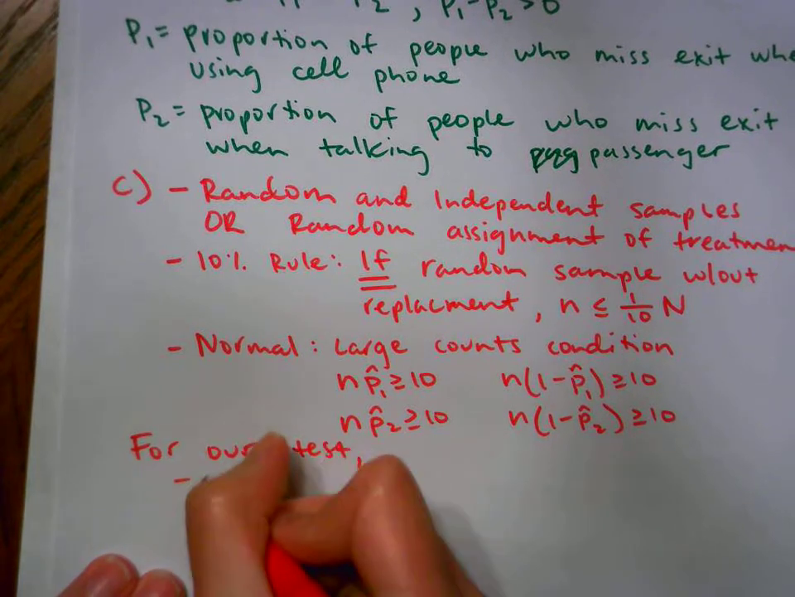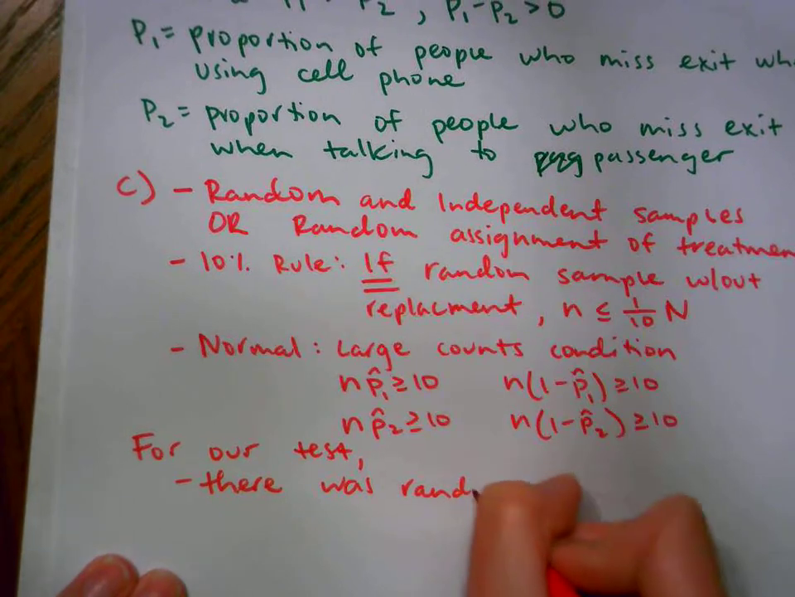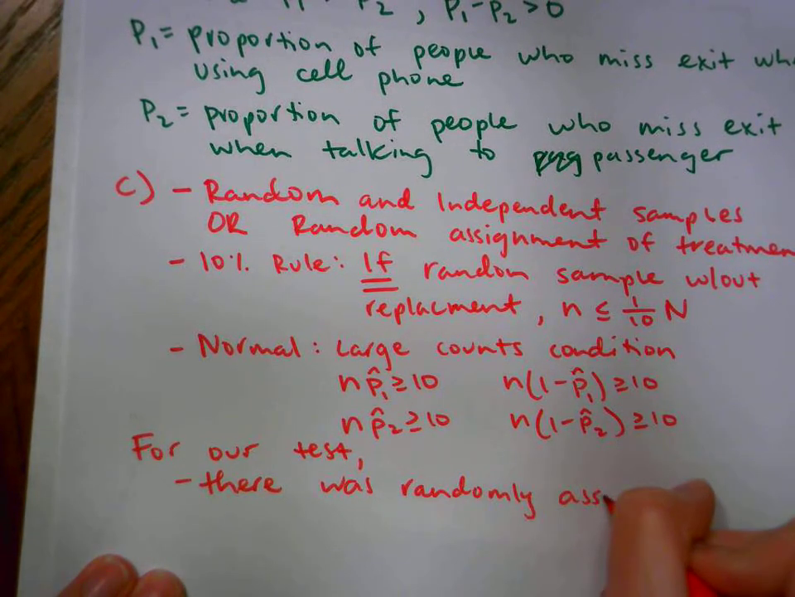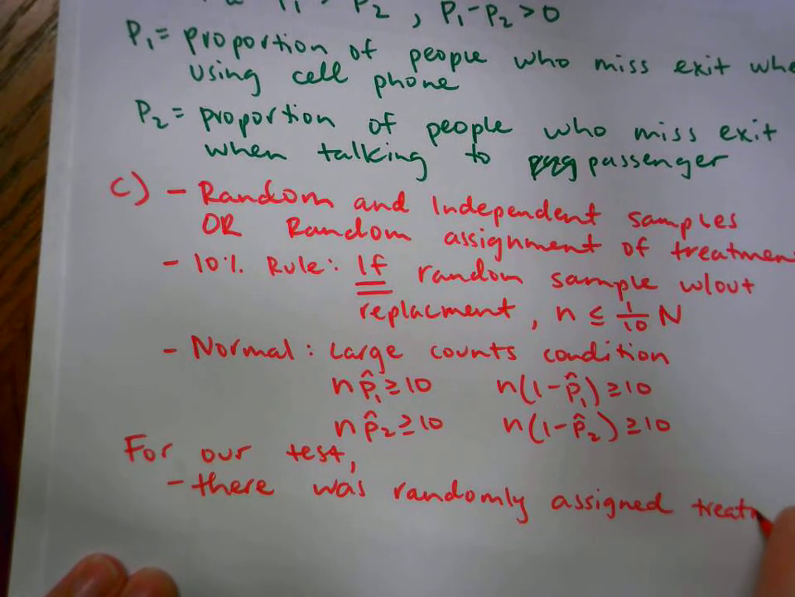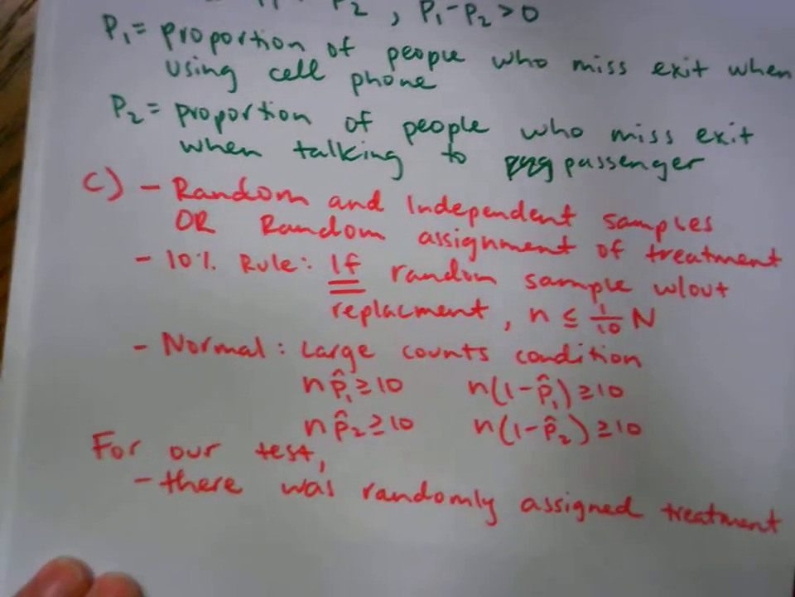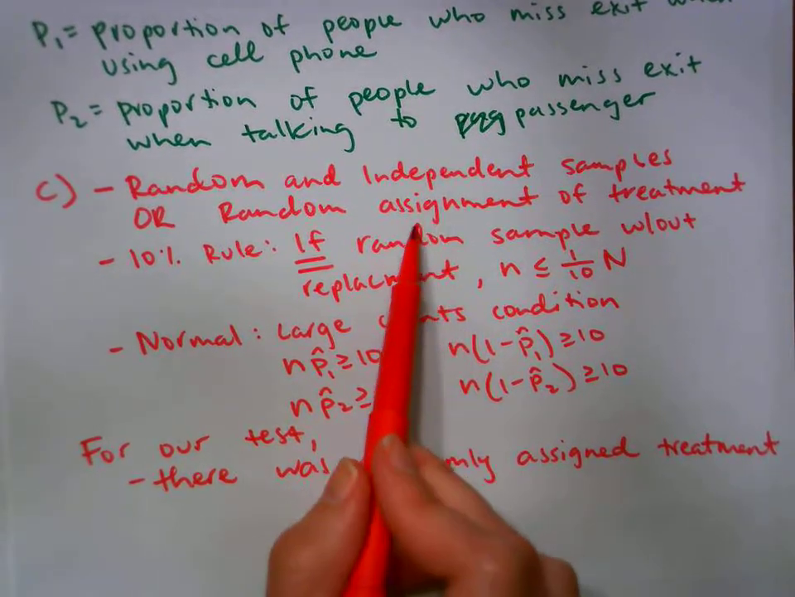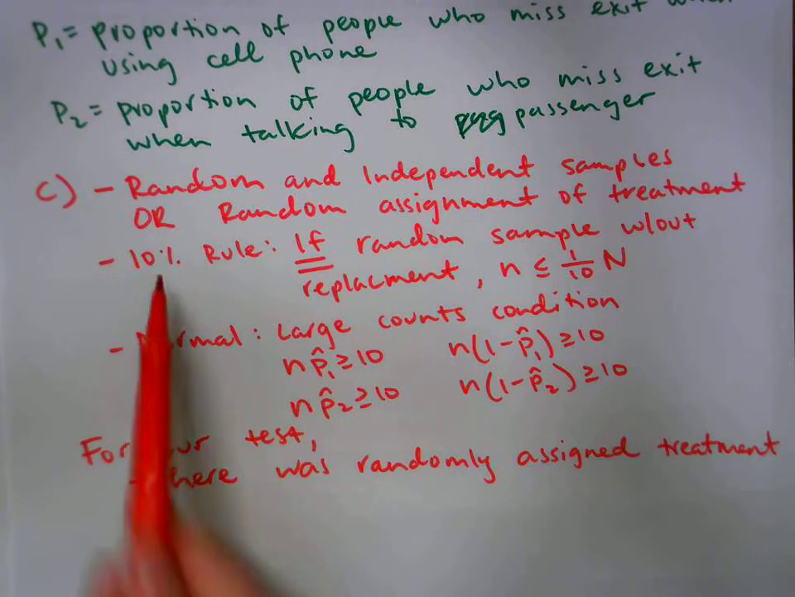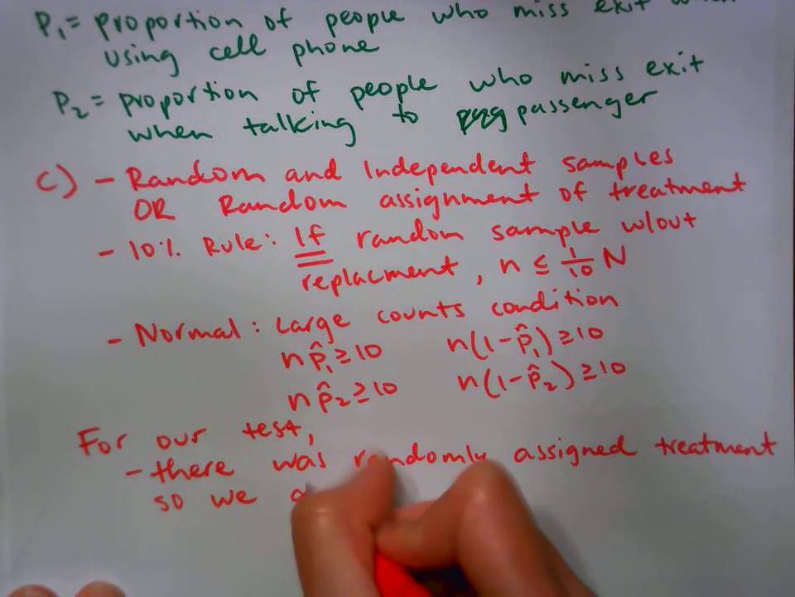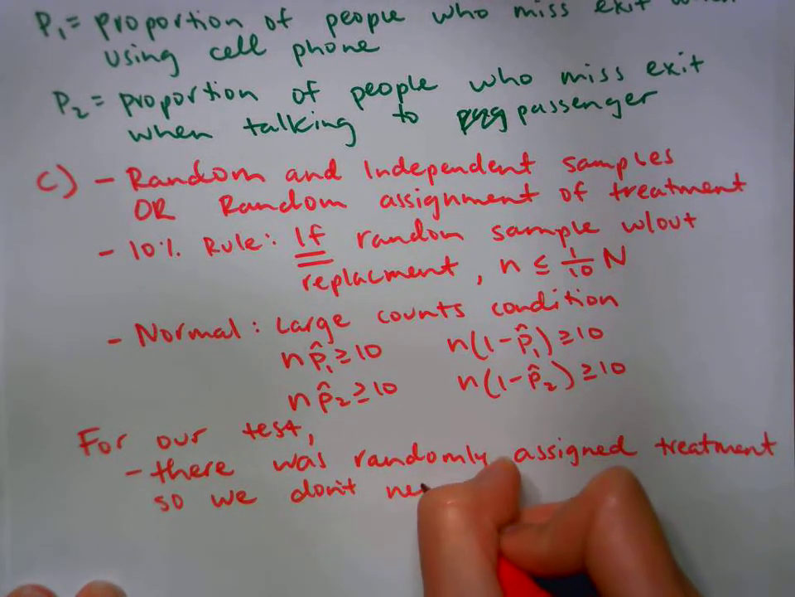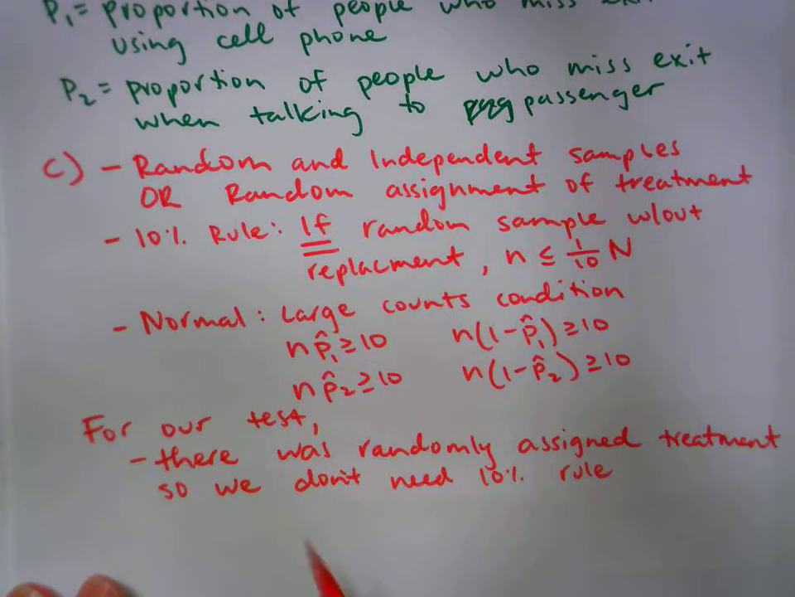So I'll say there was randomly assigned treatment. Because it was random treatment and not random sample, we don't need the 10% rule. So we don't need the 10% rule. And so that covers the first two.